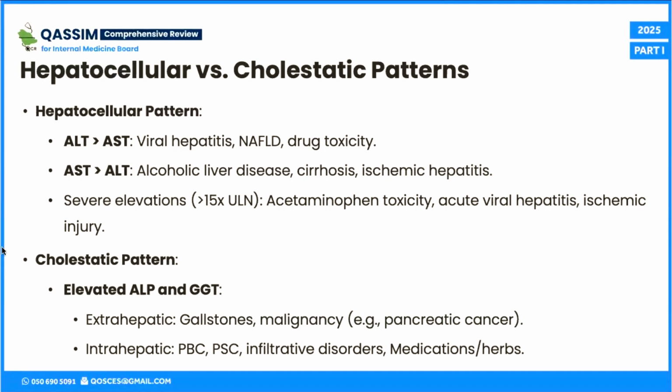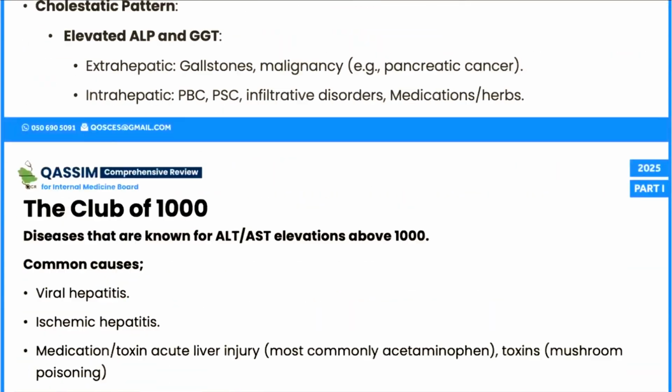The cholestatic pattern, you have elevation in alkaline phosphatase and GGT. Extrahepatic causes include gallstones and malignancy, especially pancreatic cancer or cholangiocarcinoma, anything that obstructs the biliary system. The intrahepatic causes of cholestatic liver injury include primary biliary cholangitis and primary sclerosing cholangitis, infiltrative liver diseases, and medications. Certain medications can cause cholestatic derangement of liver function tests.